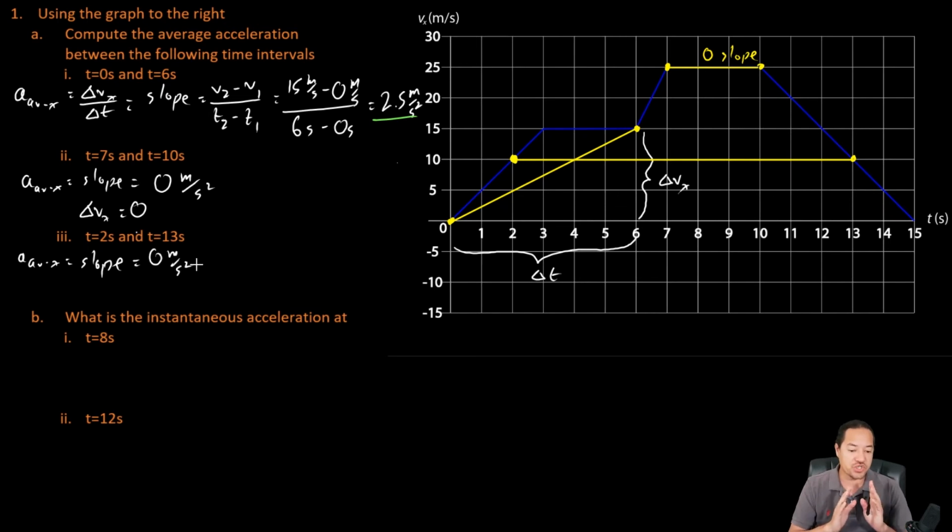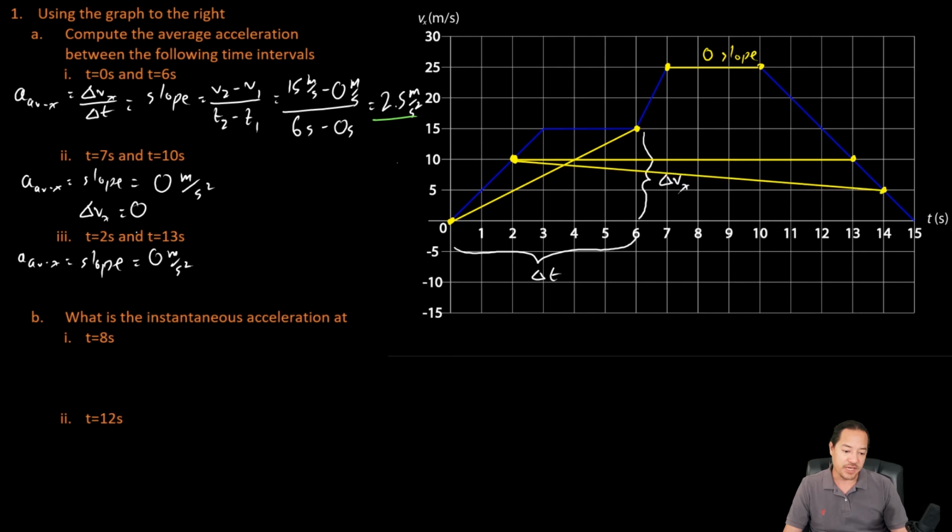And so our acceleration, again, is going to be 0 on average between t equals 2 and t equals 13. Now, if we had changed this a little bit, if we had started, say, at t equals 2 and ended at t equals 14, well, now the average acceleration would no longer be 0, right?